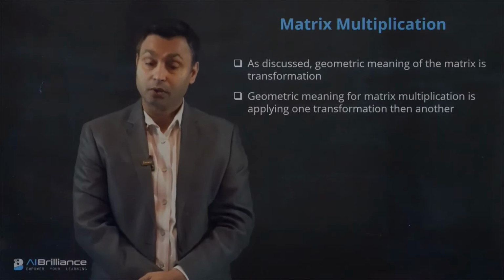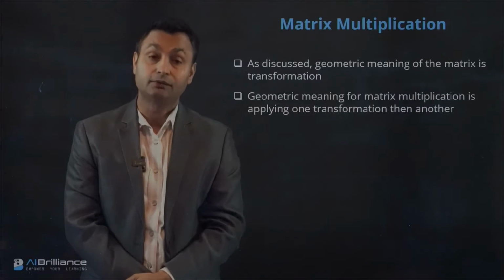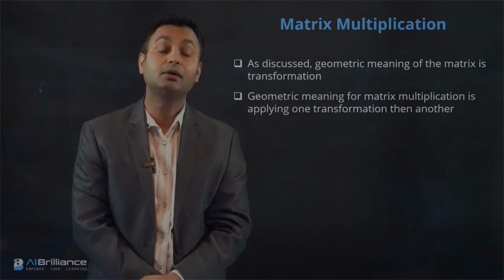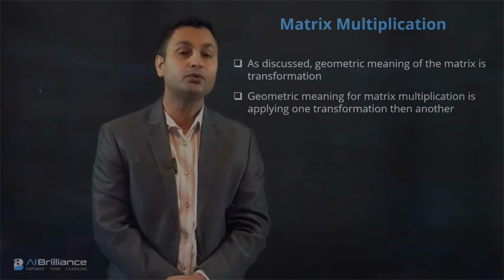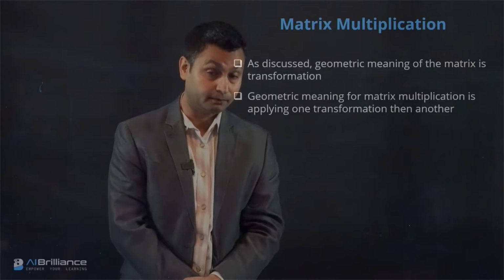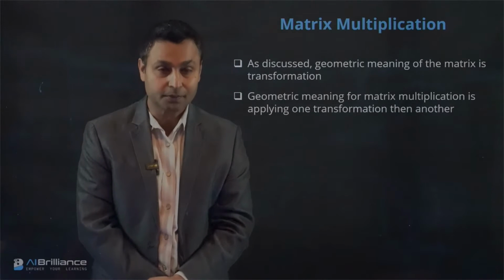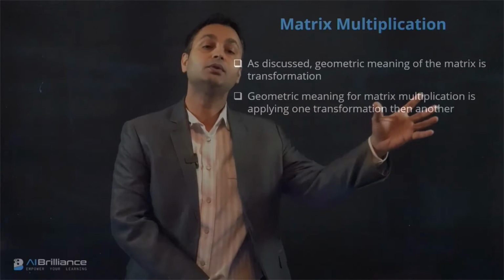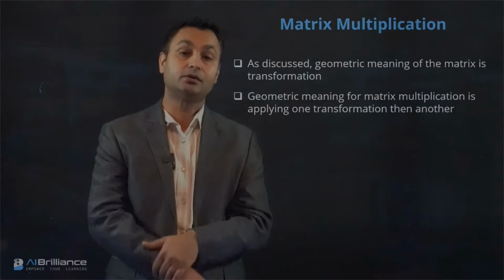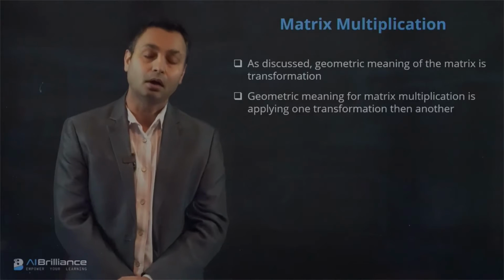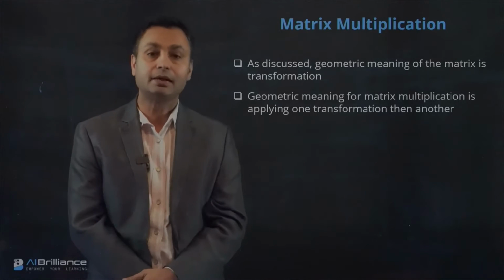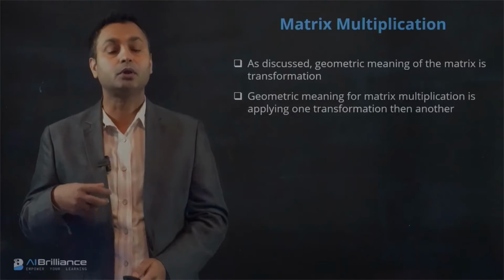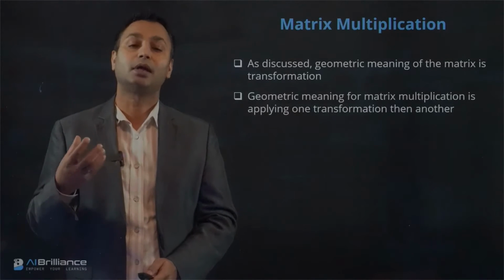Or in other words, you are concatenating different transformations, or composing and creating a composite transformation which is composed of two different matrices. So you're taking the first transformation and then doing the second transformation, and you can do a sequence of transformations by multiplying different matrices together. That is the geometric meaning of matrix multiplication, and that's the intuition behind why matrix multiplications are important. They allow you to compose different transformations together.